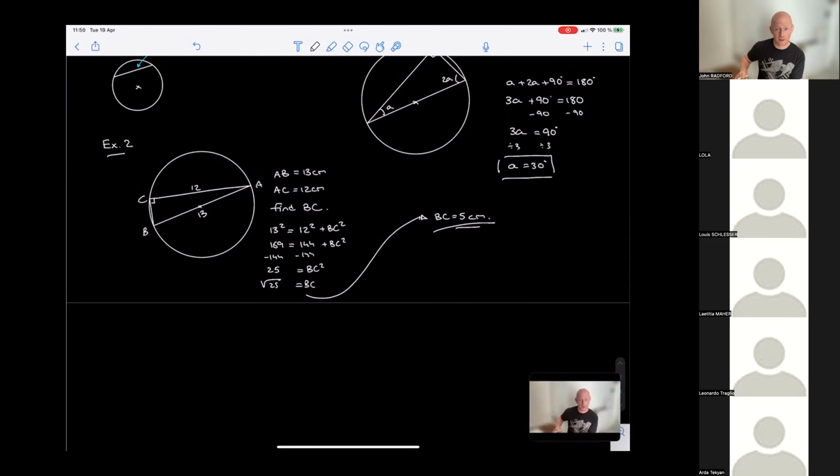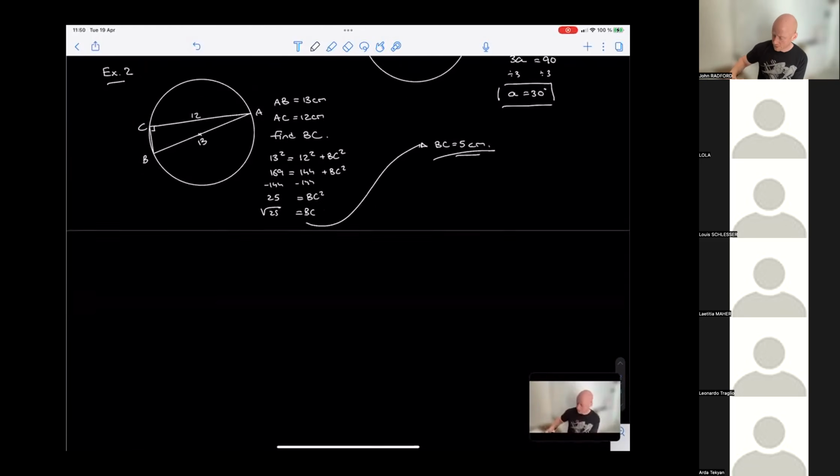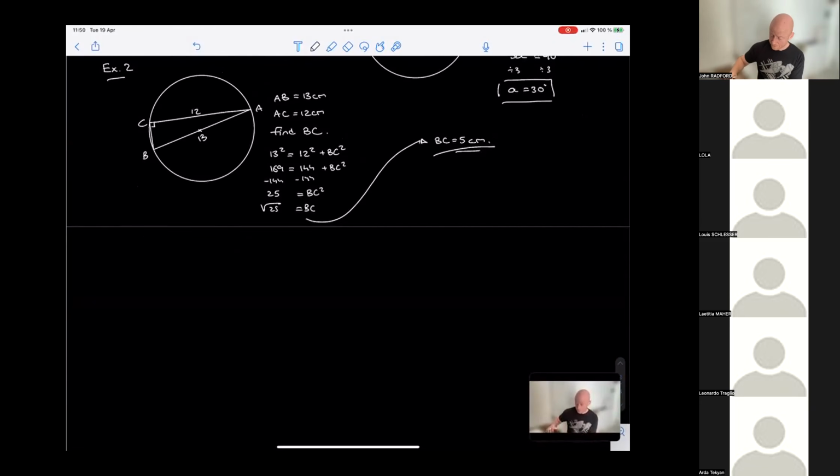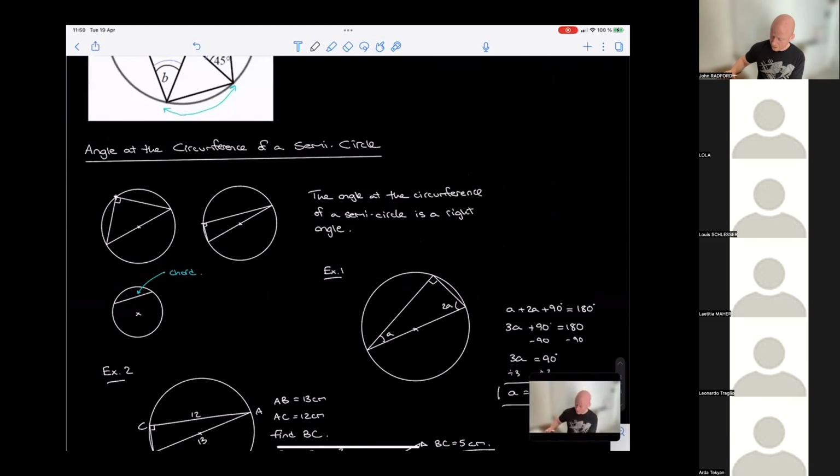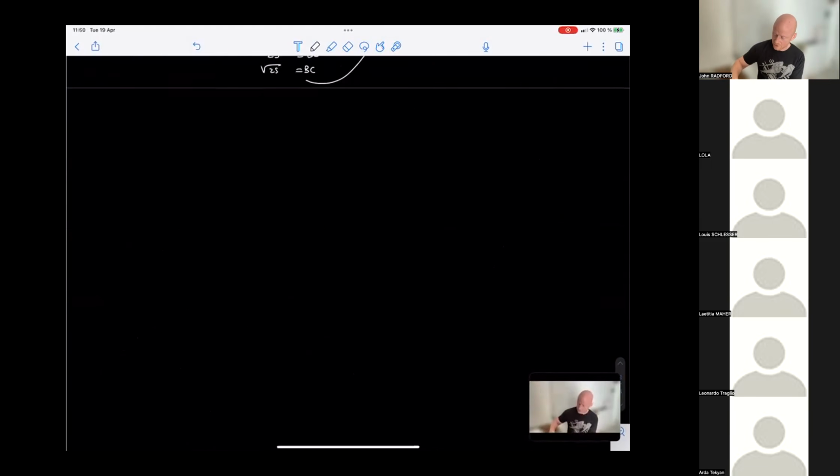So that's that theorem. I'm aware of the time, so I am trying to go fast, but I'd hate for you guys not to have seen the theorem, so I will carry on. That's our angle at the circumference of a semicircle.